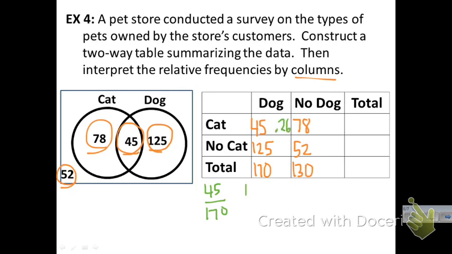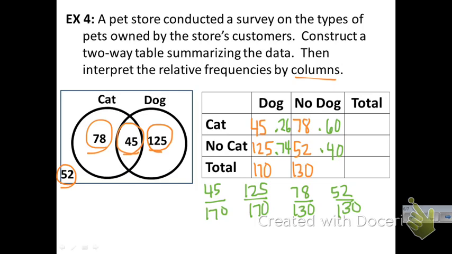Then we're going to take the 125 from that column divided by the total in that column, and we get 0.74. Again, if you add those two, you should get 1. That's just one way to check that you've done the math right. For our next column, we're going to take 78 divided by 130, the total in that column, which is 0.6. And then the 52 divided by 130 gives us 0.40. Again, if you add those, you should get 1.